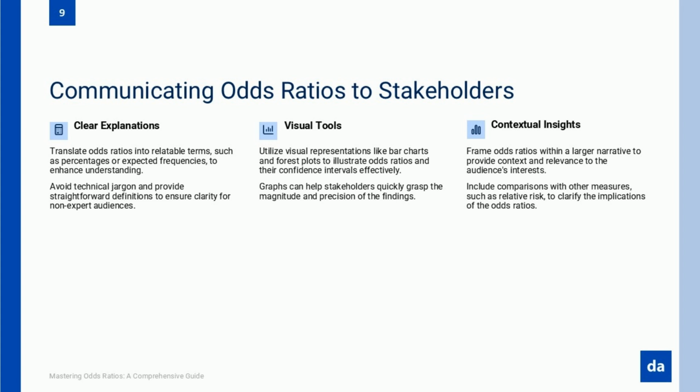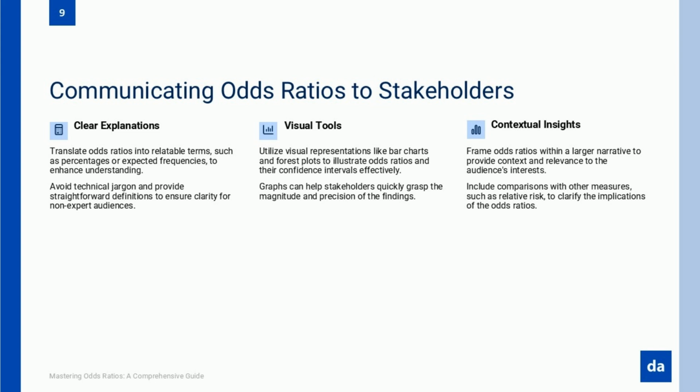A practical guideline for communicating odds ratios is to start with basic percentages and then explain the odds ratio in relation to these percentages. This method helps bridge the gap between statistical data and real-world implications, enhancing understanding and facilitating more productive discussions with stakeholders. For example, you might begin by stating the percentage of customers who made a purchase in two different groups, then explain how the odds ratio quantifies the difference between these groups.